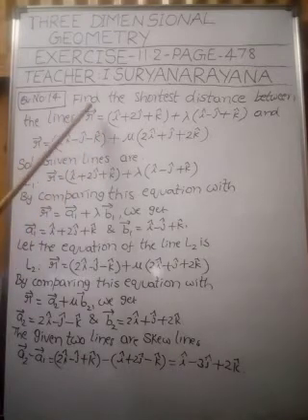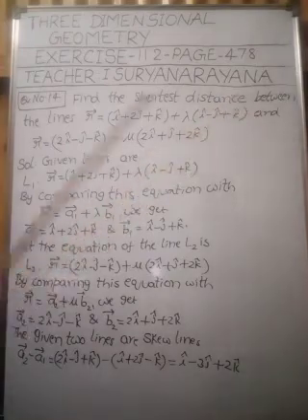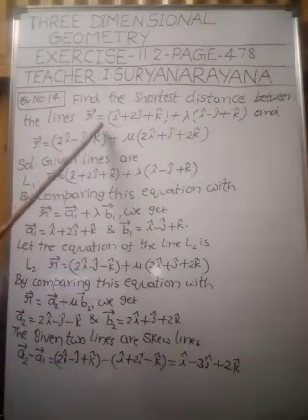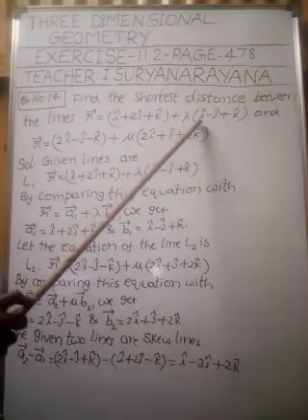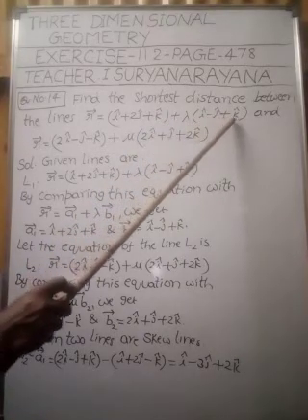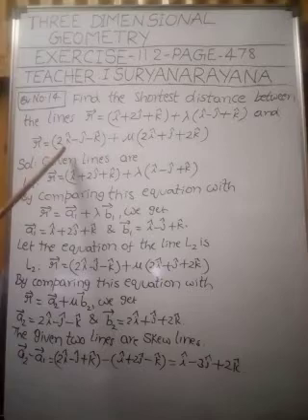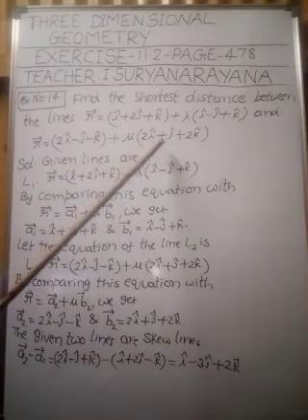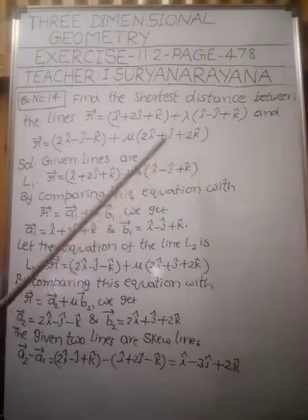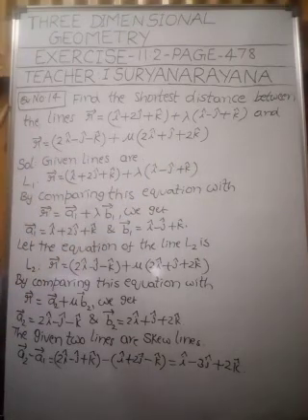Find the shortest distance between the lines r bar is equal to i cap plus 2j cap plus k cap plus lambda into (i cap minus j cap plus k cap), and r bar is equal to 2i cap minus j cap minus k cap plus mu into (2i cap plus j cap plus 2k cap). Understood this question?